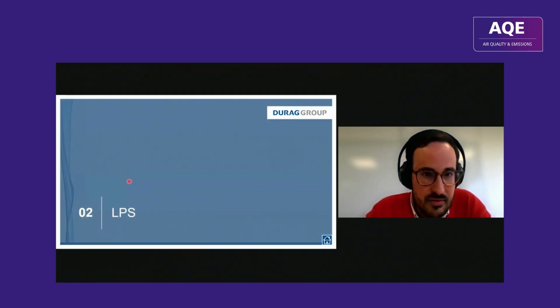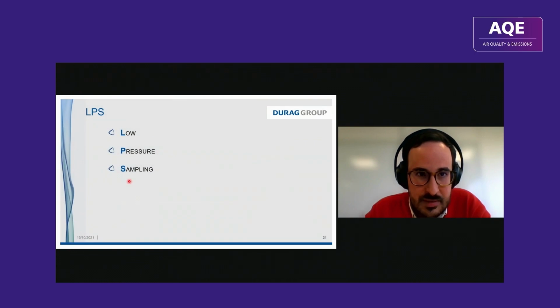So I will now move on to the second part of the patents, the LPS, or low pressure sampling. This is an EP3 patent, and this is very useful when we talk about emissions.